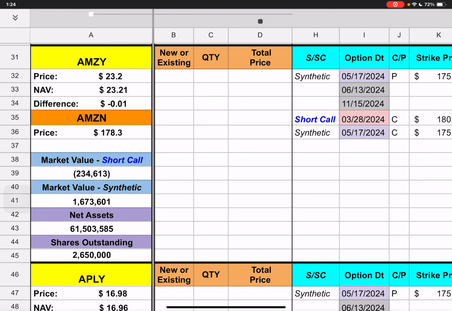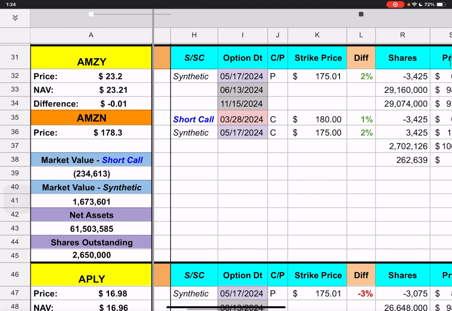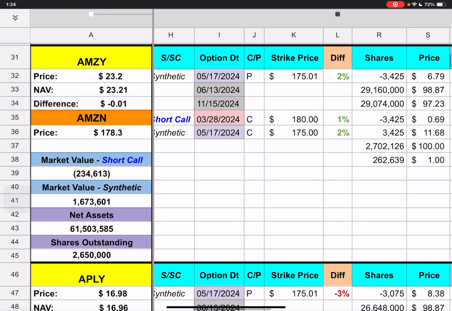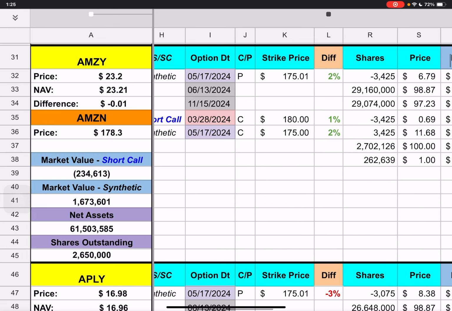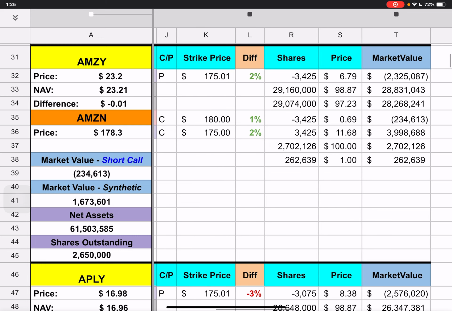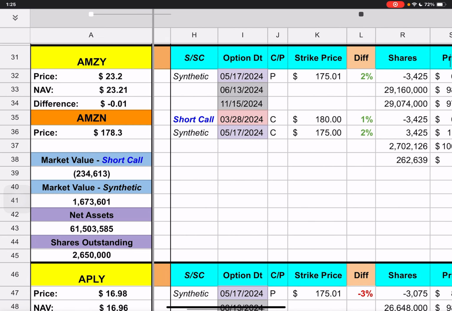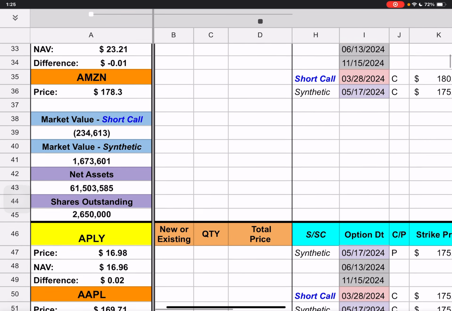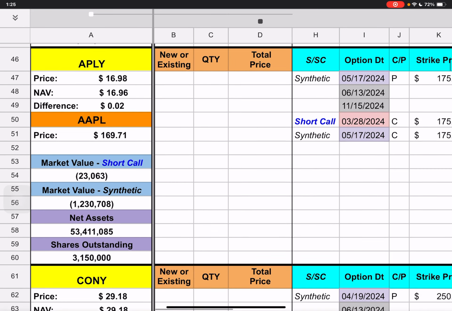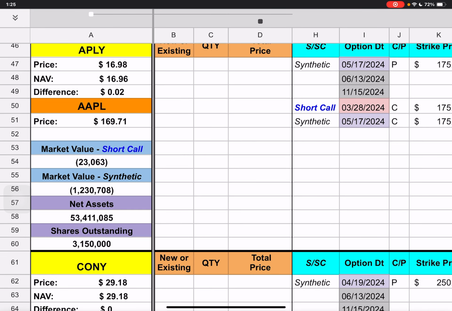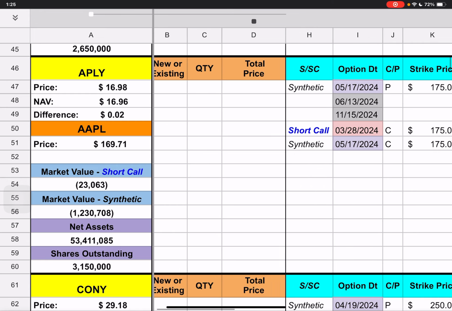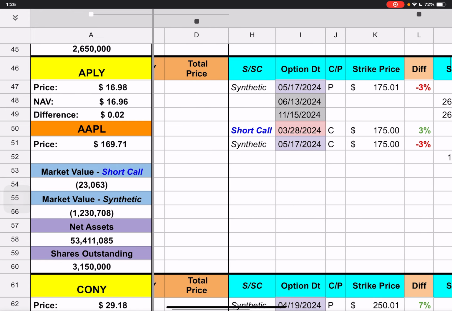AMZY, we closed at 23.20, and Amazon closed at 178.30. We have no trades to go over. We have a short call that expires Thursday at $180 strike price, in which we are 1% below that, which is $1.70. Apple closed at 16.98. Apple closed at 169.71. We have no trades to go over.